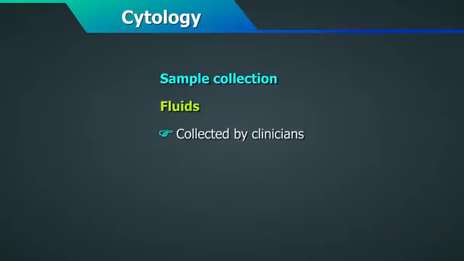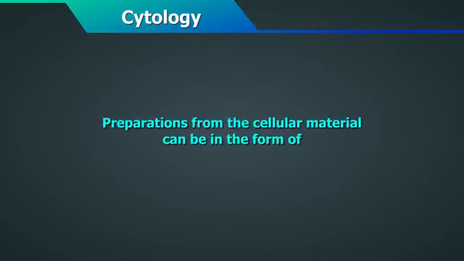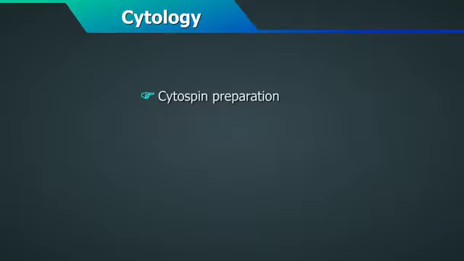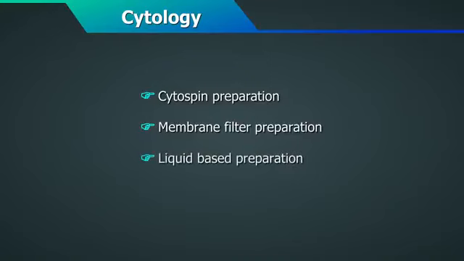Fluids are collected by clinicians and sent to the lab. The processing of the fluids is explained in the video of fluid analysis. Preparations from the cellular material can be in the form of direct smears of the material on slides. This is the commonest and easiest. Others include cytospin preparation, membrane filter preparation, liquid-based preparation, and cell blocks. For more about sample collection, please see the sample collection and pre-analytical best practices module.